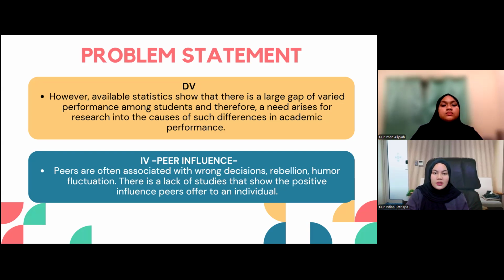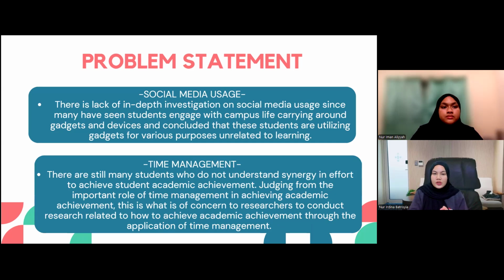Next slide. For the problem statement for social media usage, there is actually a lack of in-depth investigation, since many researchers have seen that students engage with campus life carrying around their mobile phones and gadgets and concluded that these students are utilizing gadgets for various purposes unrelated to learning. And for time management, there are still many students who do not understand the synergy in effort to achieve students' academic performance.